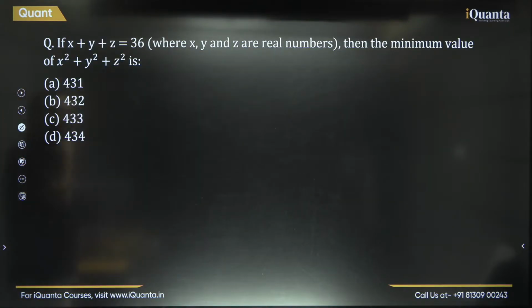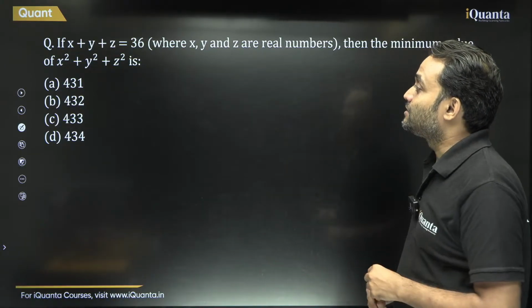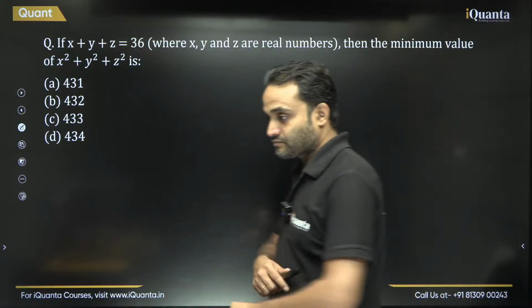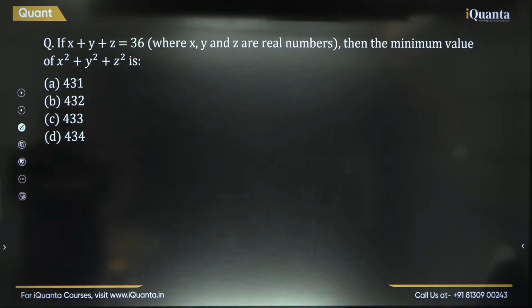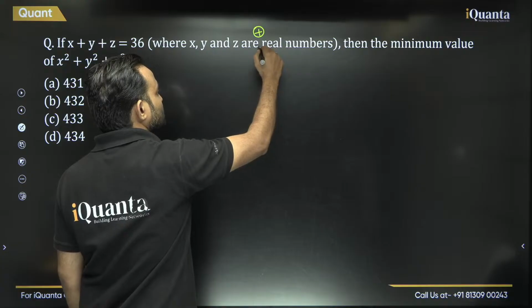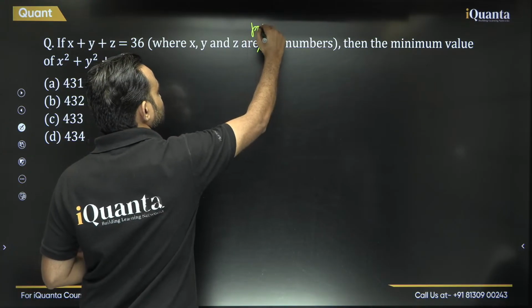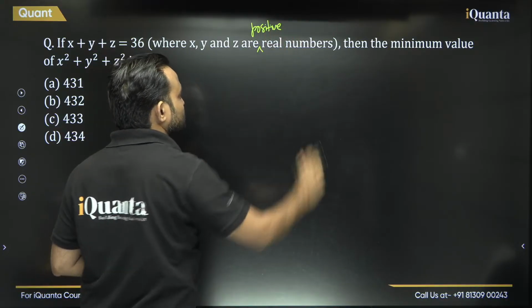This is the question. Next question. If x plus y plus z is given, then what will be the minimum value of x square plus y square plus z square? Where x and y and z are, it should be positive real numbers. Positive real numbers.